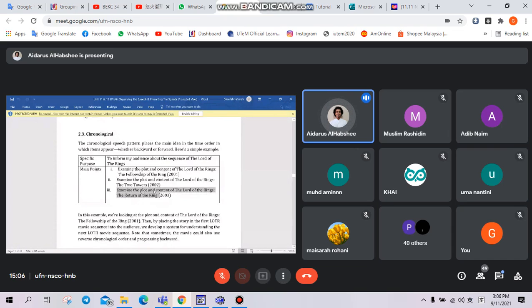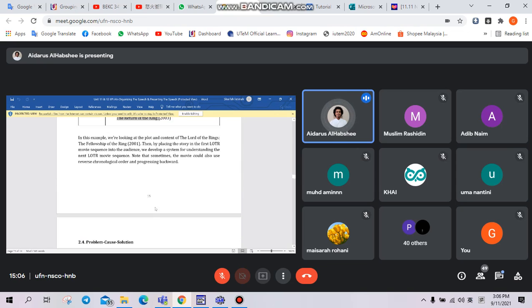So let's say that this is the chronological order for the Lord of the Rings, which is 1, 2, 3. So let's say that if you're doing it for Star Wars, okay, it started with Star Wars. If you're doing it, you have to do it backwards, whereby it started with 4, 5, 6, and then 1, 2, 3, and then 7, 8, 9. So it means that you have to start from 4, 5, 6, and then go back to 1, 2, 3. Okay, so that is what we call moving backwards. Okay, so that is just an example.